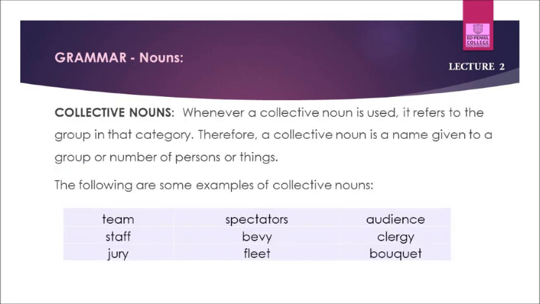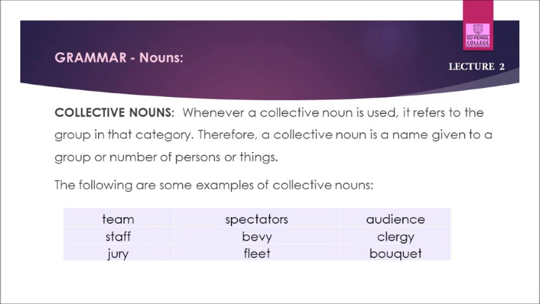Now look at collective nouns. Look at the name collective, it refers to a group. So collective nouns are the names that will give the things in a group. So when you mention, for example, jury, you are talking about a group of lawyers. You mention bench, it's a group of judges. You mention clergy, it's a group of ministers. You mention audience, it's a group of people watching the play.